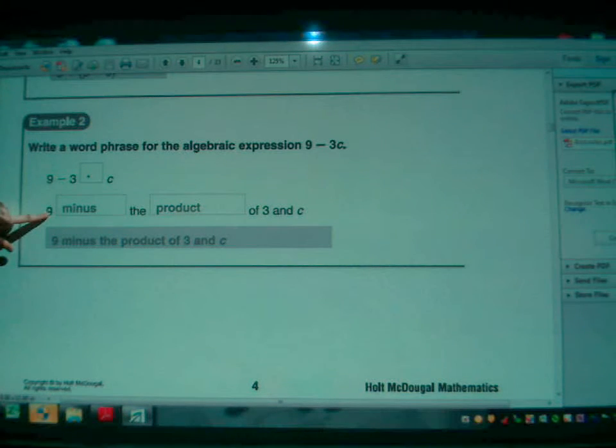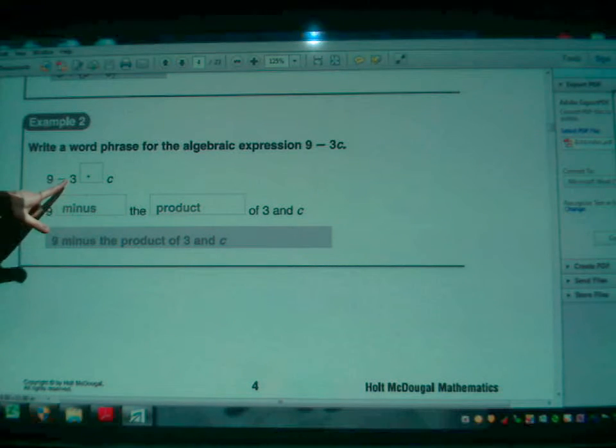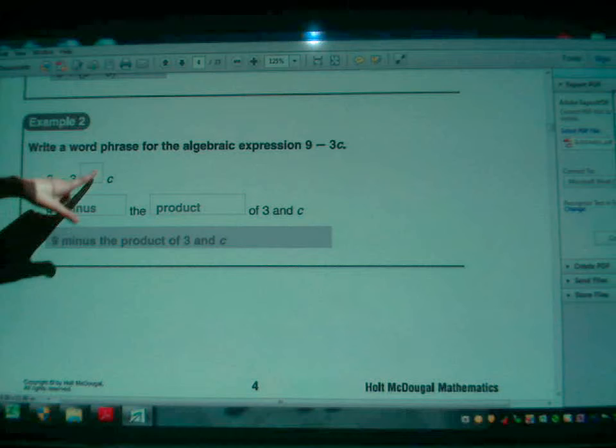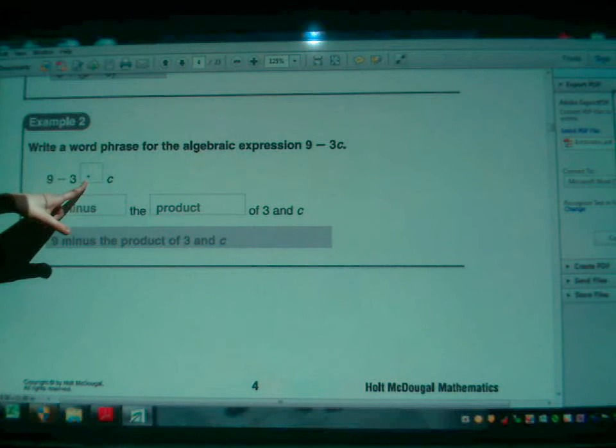So it starts off with 9, so they have 9 here, and then there's a subtraction sign. Now remember, there's lots of ways to imply subtraction, but what they did is they used the word minus. So they've got minus here, and then what are we subtracting now? Well, we're subtracting 3 times c here, which is again what they wrote here. They just wrote it in a slightly different way.